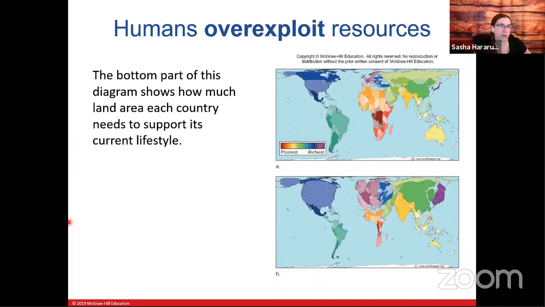Are there any questions about ecological footprint and what these two maps show, the differences between these two maps?